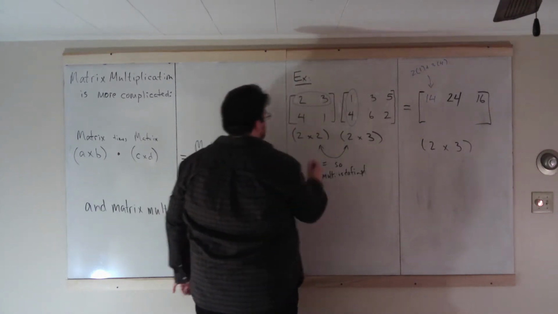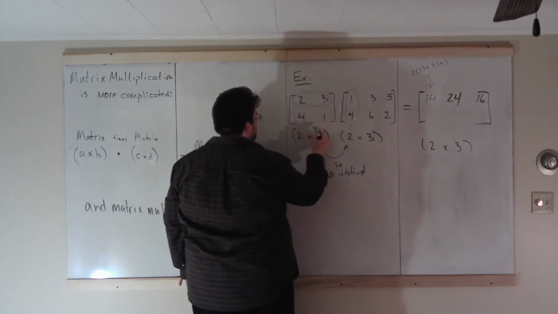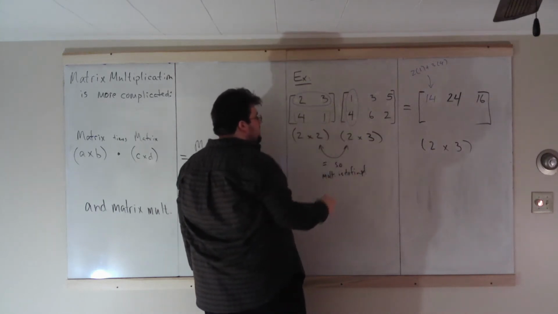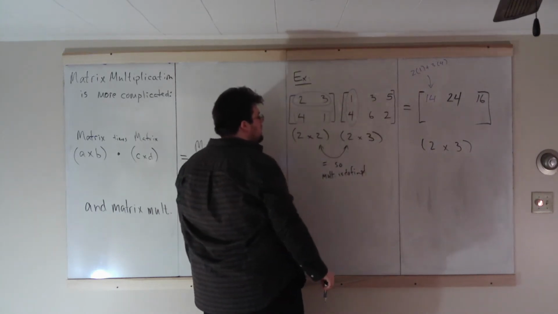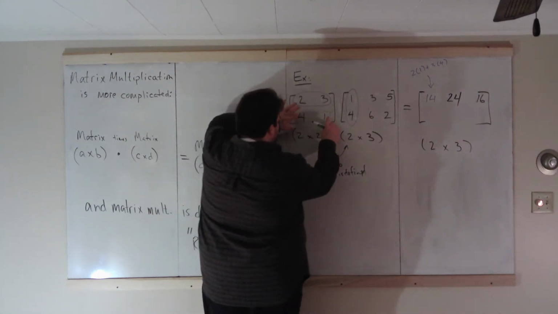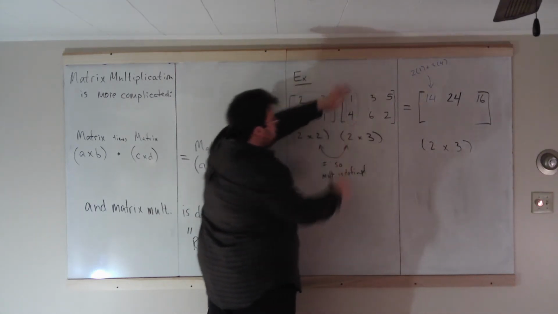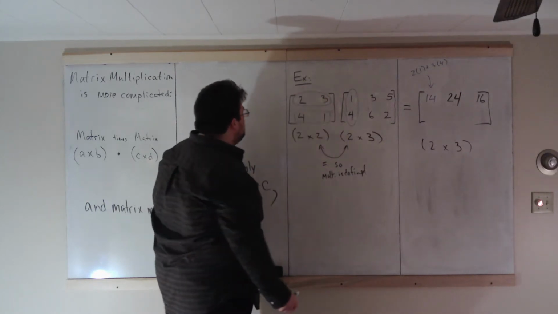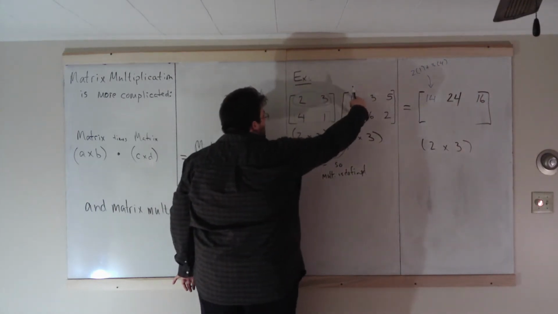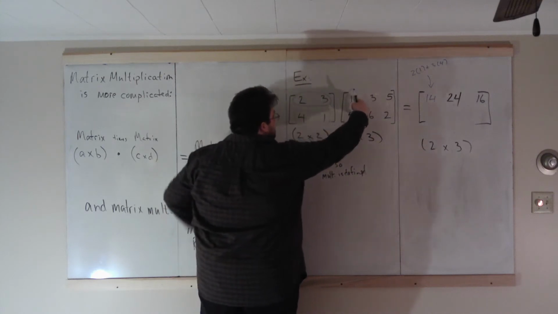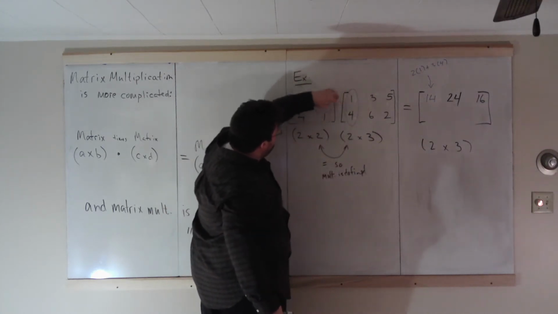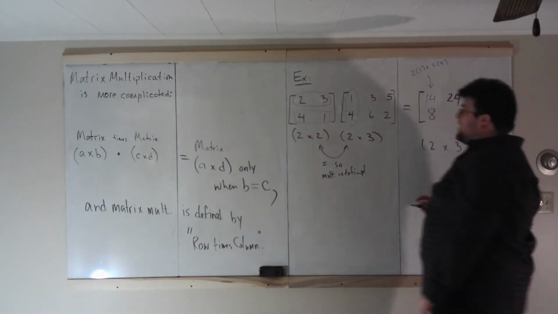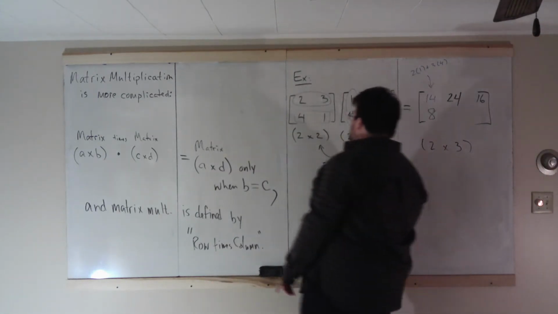Next. 4 and 1, and we still take that row and go through each column. 4 and 1, still line it up first position, second position, second position. So 4 and 1 on top of this, 4 and 1. 4 times 1 is 4, 1 times 4 is 4, 4 plus 4 is 8. And you do that with the others.